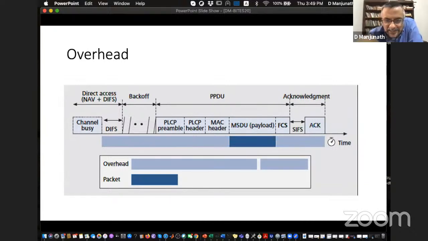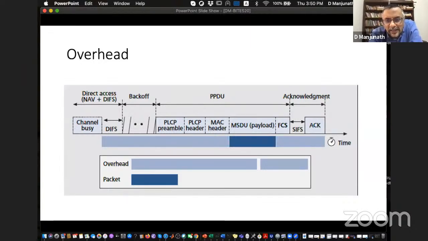Now, the other thing that you have to remember is that all of these, other than the dark blue part, especially the light blue part, has to be done at low data rates, because you want to be sure that this was received correctly at the destination. Because of that, the light blue part is the overhead, and the dark blue part is the actual payload. So the overhead is substantial compared to the packet.